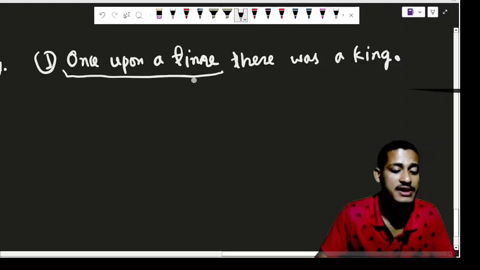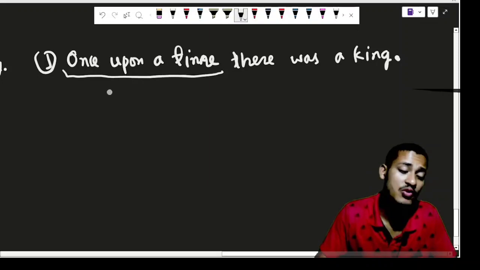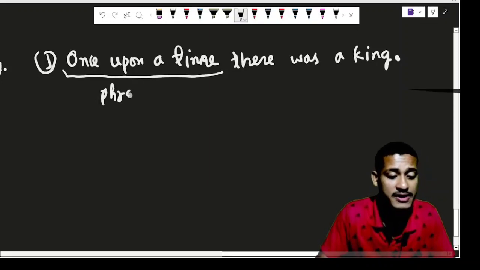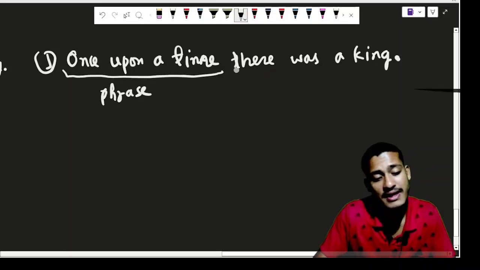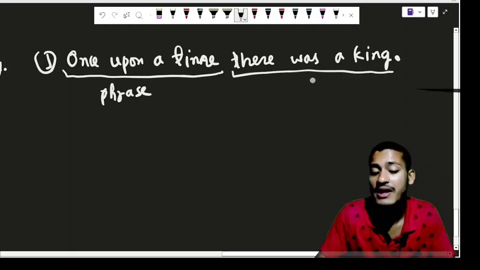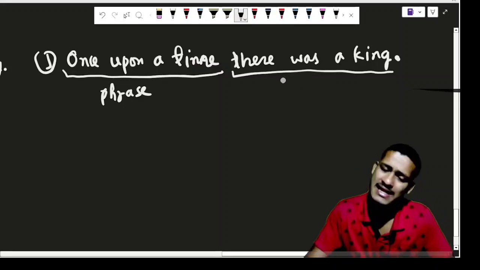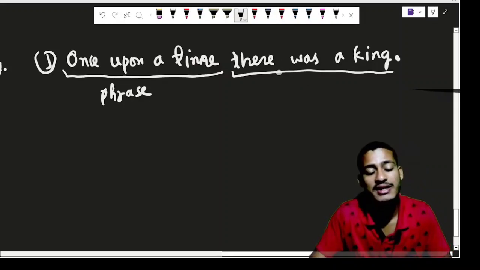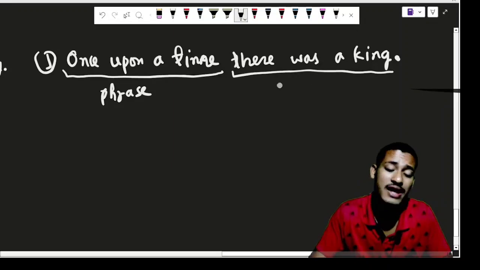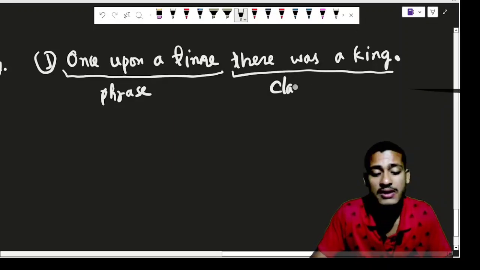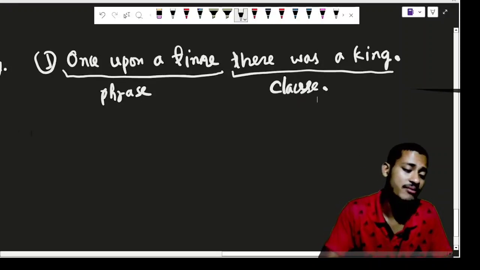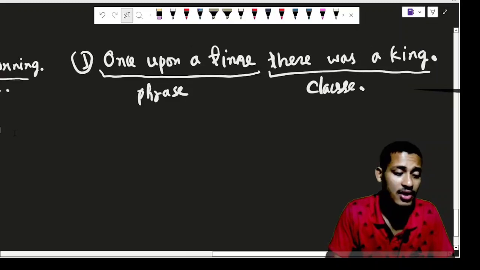यहाँ पे notice कीजिए. Once upon a time. This does not have a complete meaning, complete sense. So this is a phrase. And there was a king. There was a king. This has a complete sense. This is a group of words which have a complete sense. This is a clause. तो ये भी एक ऐसा सेंटेंस है जहां पर एक क्लॉज है और एक फ्रेज है.